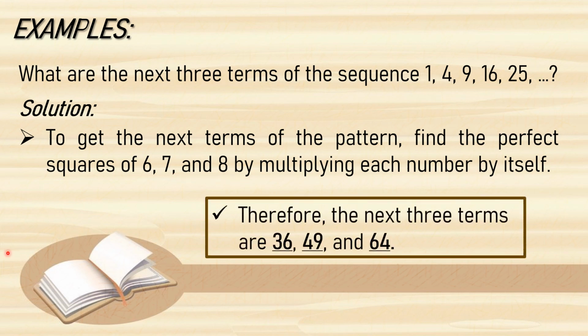So, therefore, the next 3 terms are 36, 49, and 64 because 6 times 6 is 36. 7 times 7 is 49, and 8 times 8 is 64.